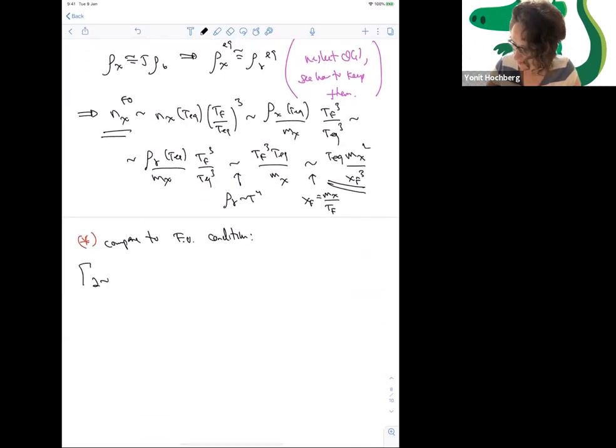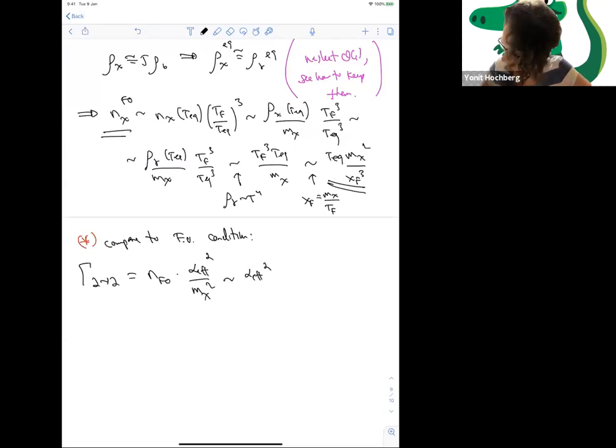So here's what we get. Our rate for 2 to 2, we said was the number density at freeze out times thermally averaged cross section, which we parameterized as alpha effective squared over m dark matter squared. Okay, now we're going to plug in this number density at freeze out that we just obtained. So this is alpha effective squared T equality. The m chi squared cancels out, and I have divided by x freeze out cubed. So this is the rate for the 2 to 2 process.